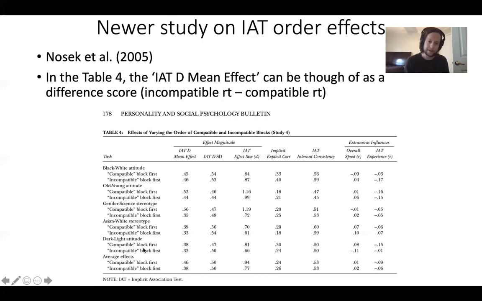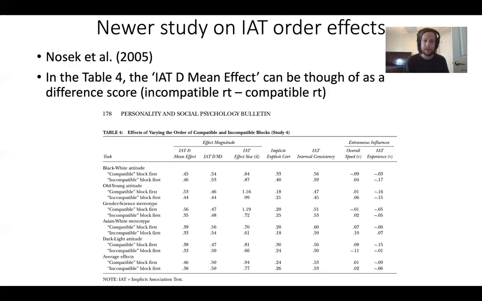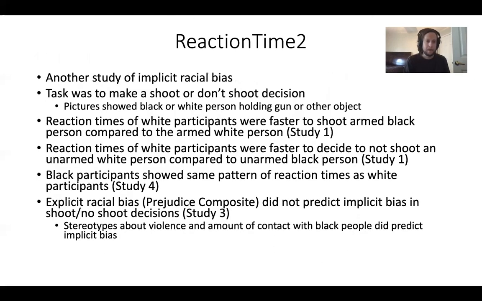You're seeing order effects for all of these IATs, but for this racial one right here, there's consistently now 2 different studies that have not shown order effects, which means mentally there's something unique going on here, which is not going on for the other IAT studies. So that's really all I have to say about that. So I will talk about reaction time 2 now, which is the study that you read for today.